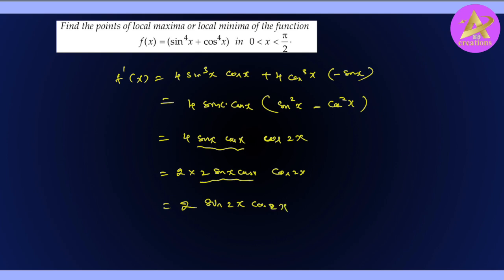Again it is in the form of 2 sin theta cos theta. It can be written as sin of 2 times theta. Theta is 2x, so it is simply sin 4x. That means it is simplified like this, sin 4x. Next step is we have to equate to 0. We get sin 4x equal to 0.